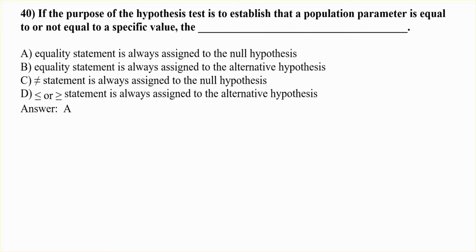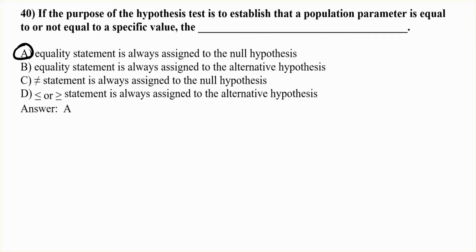Chapter 9 questions. If the purpose of the hypothesis test is to establish that a population parameter is equal to or not equal to a specific value, then the equality statement is always assigned to the null hypothesis. Right, so there's your answer there. Let's talk about what happens here.